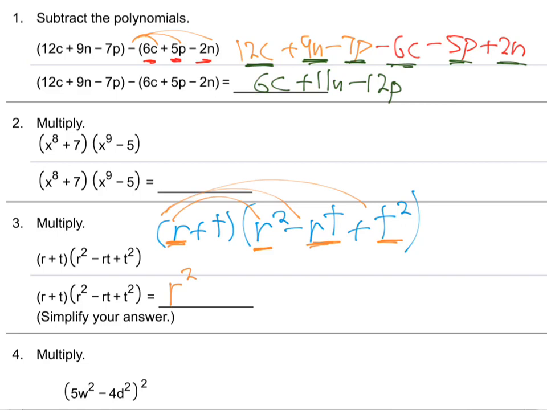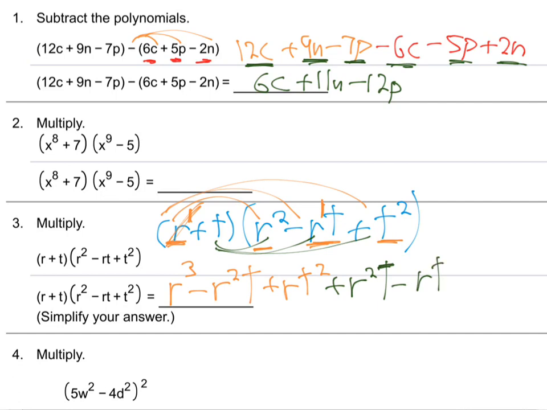So we get r squared, right? Because cubed, huh? Cubed. Powers add. Minus r squared t, because that r adds, plus rt squared. He's done. He went to all 3. And now the t will go to all 3. Plus r squared t, minus rt squared, plus t cubed. Are we good to there?